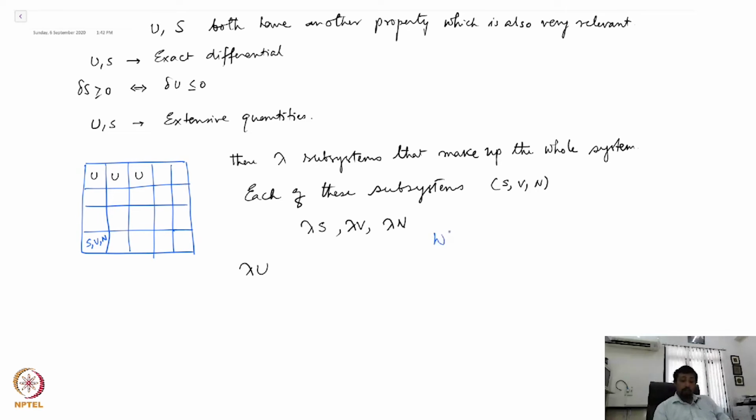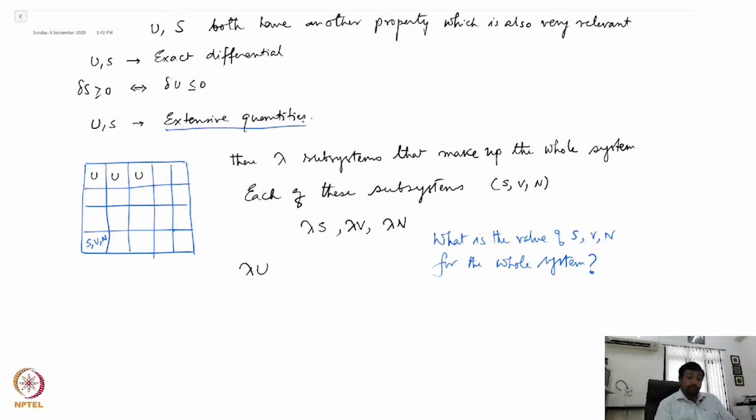Then my question is, what is the value of S, V, N for the whole system? Well, the two obvious answers for V and N I know. I will simply add up the volume and I will get the volume of the whole system. I will simply add up the particle number for each of these subsystems, and then I will get the particle number for the whole system. Now comes the entropy. What happens to the entropy? The extensive property of the entropy implies that they are additive, which means that if this system has an entropy S, this system has an entropy S, this system has an entropy S, then I simply keep on adding the entropies to find out the total entropy.